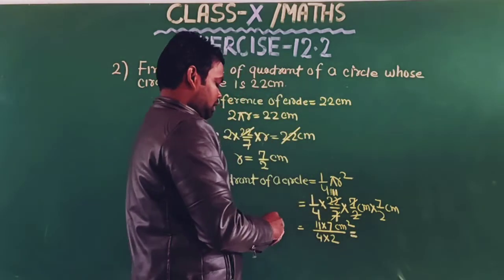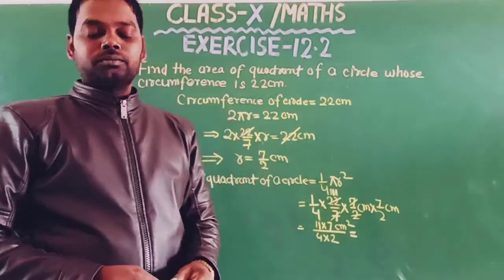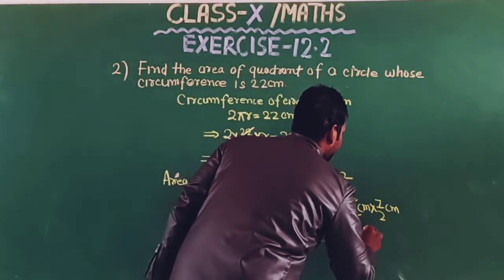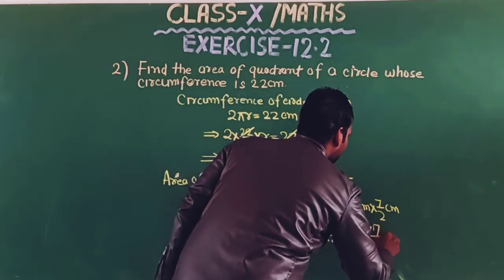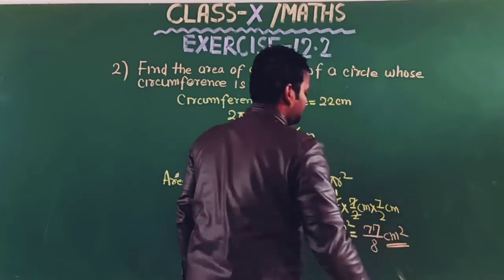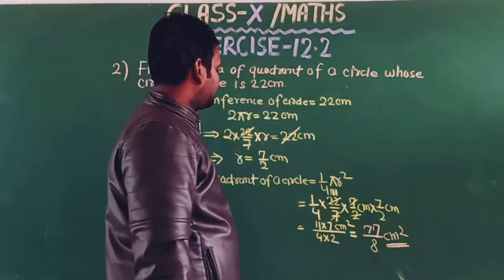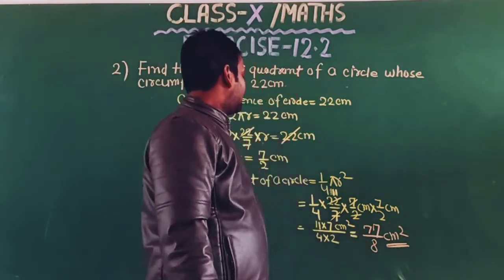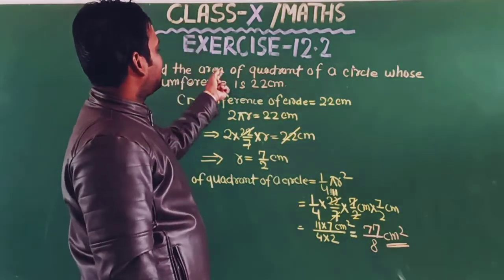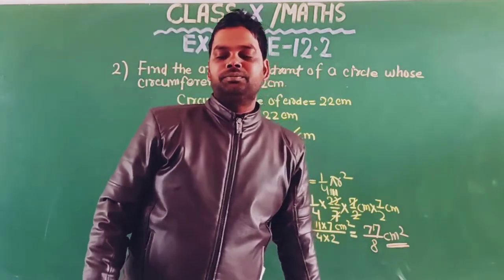Okay, now multiply 11 into 7, so we will get 77 by 8 centimeter square. So this is the required area of a quadrant of a circle whose circumference is given to us, which is equal to 77 by 8 centimeter square.